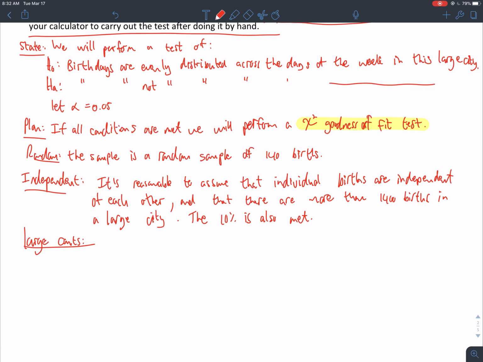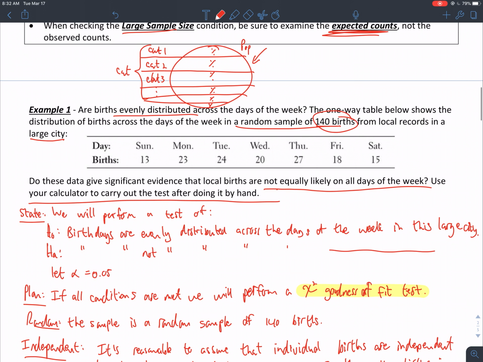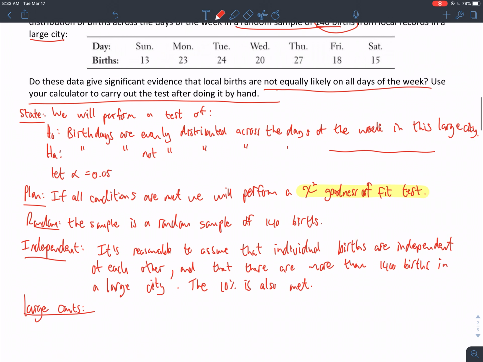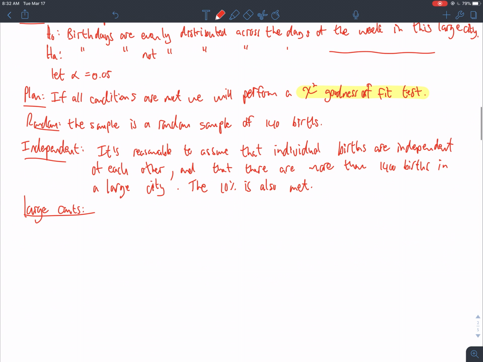But this is not too bad because they're all the same. Okay. Remember, an expected count is the proportion times the sample size. The claimed proportion times the sample size. So my expected count here would be the claimed proportion times the sample size, and that would be 20. Okay. So we say all expected counts are 20.